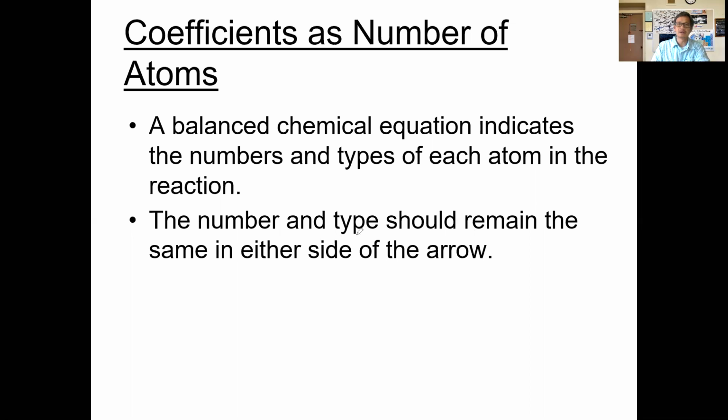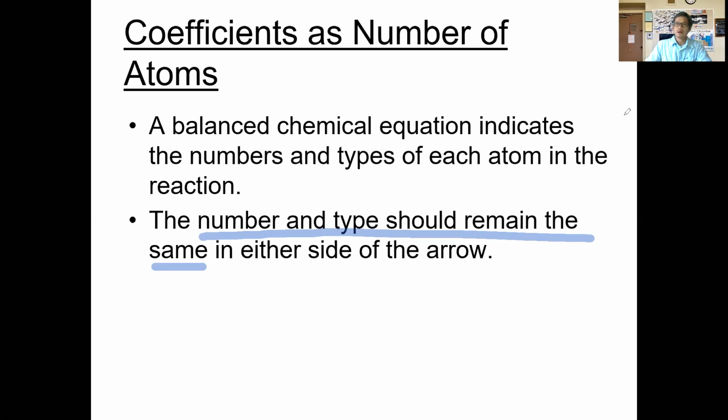The number and type of atoms should remain the same on both sides, because the reason why we balance an equation is to make sure that we can account for the conservation of mass on both sides.